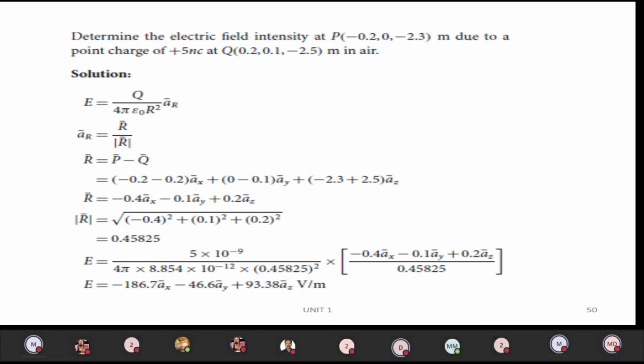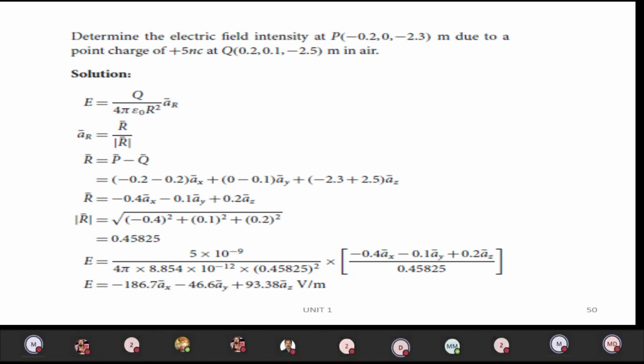So P vector minus Q vector is minus 0.2 minus 0.2 AX plus 0 minus 0.1 AY plus minus 2.3 plus 2.5 AZ. So the R vector equal to minus 0.4 AX minus 0.1 AY plus 0.2 AZ.